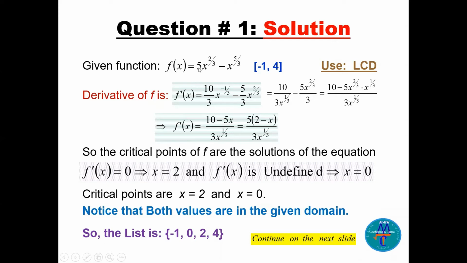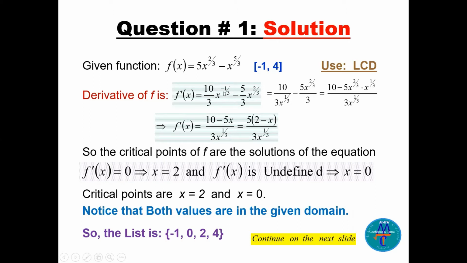5 is a constant. Bring down 2 over 3, so it becomes 10 over 3, x to the power 2 over 3 minus 1, so it is minus 1 over 3, minus 5 over 3, x to the power 5 over 3 minus 1. Remember the power rule, it will be 2 over 3 here. Now this one we can put in the denominator. The idea here is to combine these two fractions any way you like. You can take a common factor if you like.